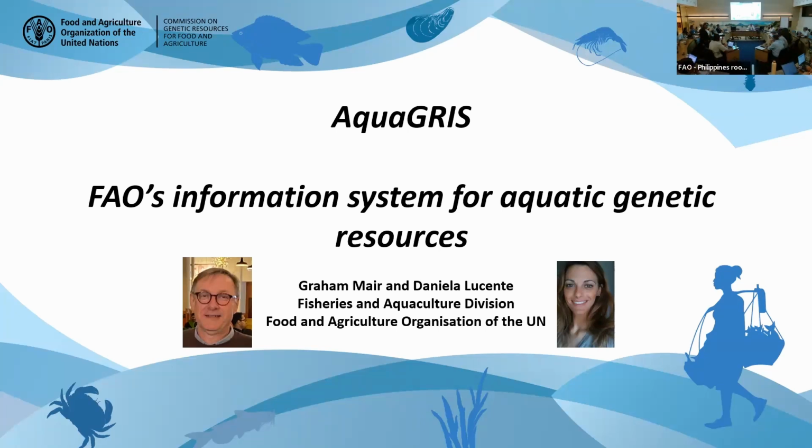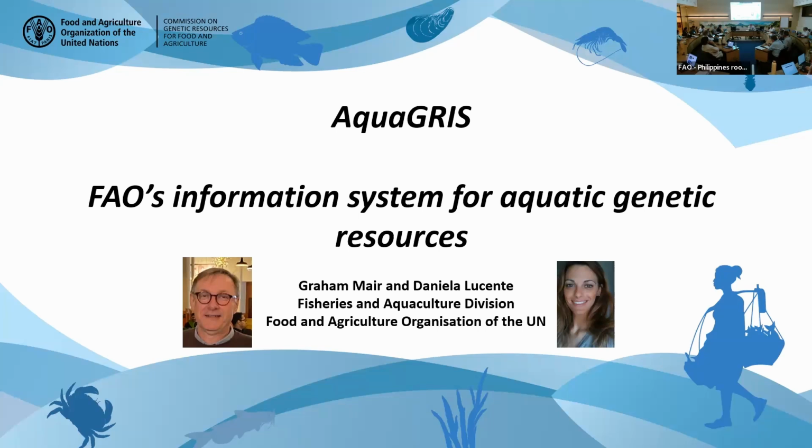I was asked to start the session today by giving an introduction to a specific tool that FAO has developed called AquaGRIS. And the reason that I'm doing this is that we are working with the Artemia Consortium to actually use AquaGRIS as a tool to categorize and document Artemia genetic resources globally. And that work has started, and I think Liang will talk about the initial work that's been done in China, and maybe Gonzalo will also make reference to it.